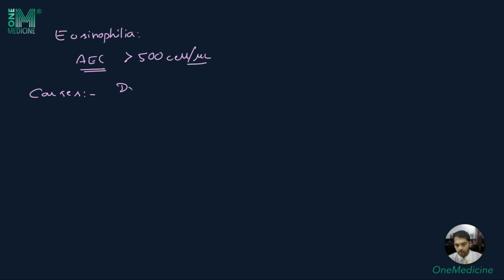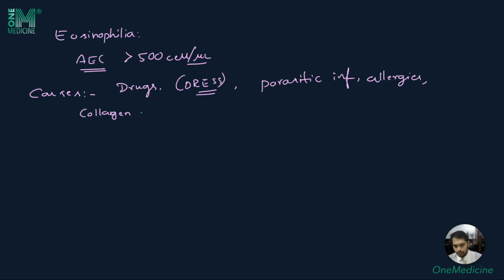The next WBC component is eosinophil, and an increase of more than 500 cells per microliter of absolute eosinophil count is considered as eosinophilia. The causes are many, and these include drugs such as DRESS syndrome, parasitic infections, allergic diseases, collagen vascular diseases, malignancies, and hypereosinophilic syndromes.